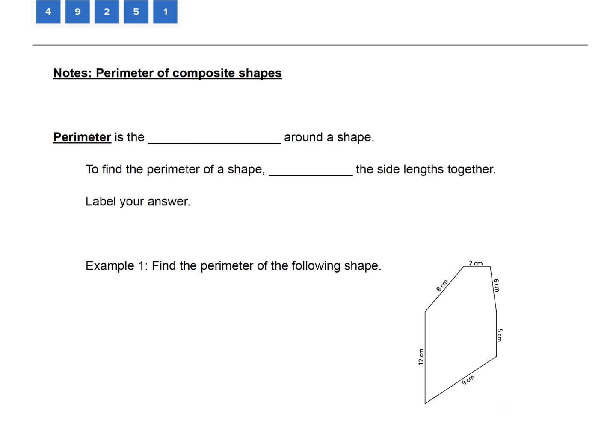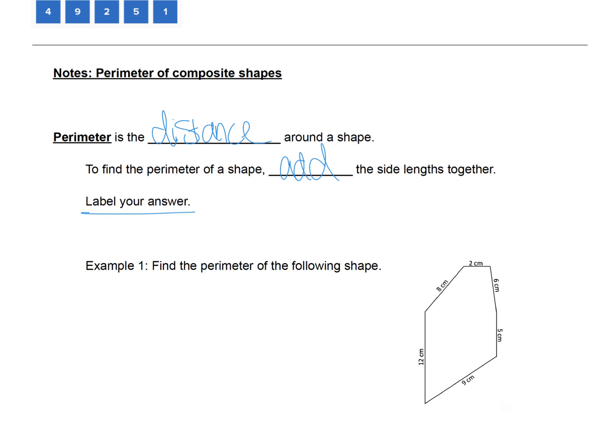So to start filling in our blanks here, perimeter is the distance around a shape. To find the perimeter of a shape, we add the side lengths together. And then lastly, we label our answer. Always remember to do that part. That's one of the most important parts.